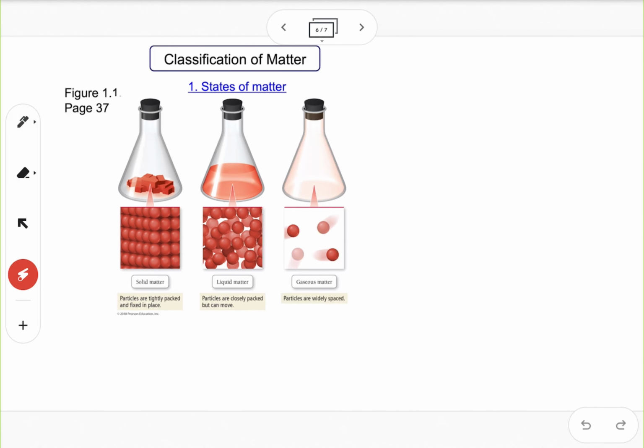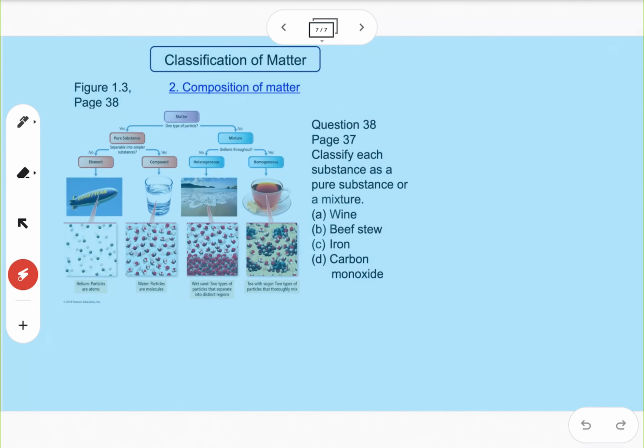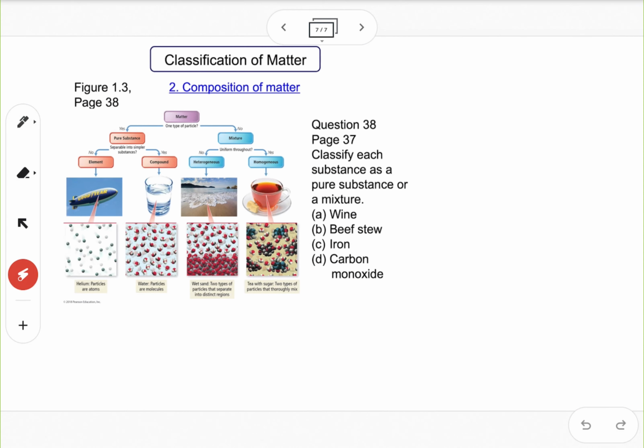Okay. All right. Now, classification of matter. This picture is from your textbook. On top of this flow chart, it's matter. Now, let's follow this side first. On this side, it shows you that one type of matter is pure substance. Pure substance means you can have only one component.